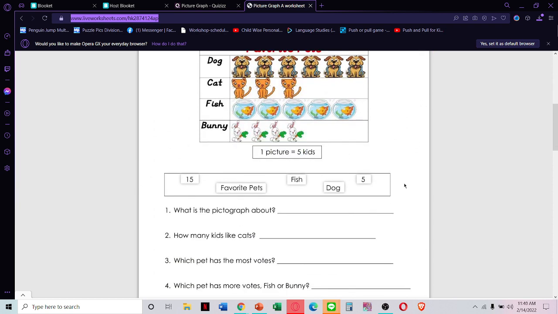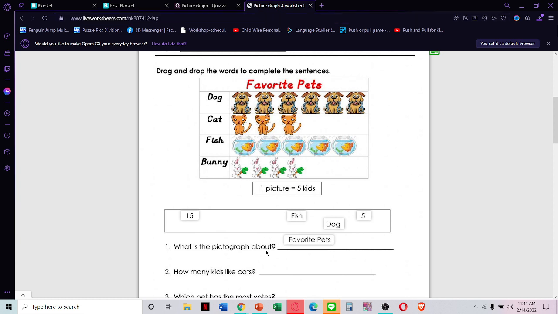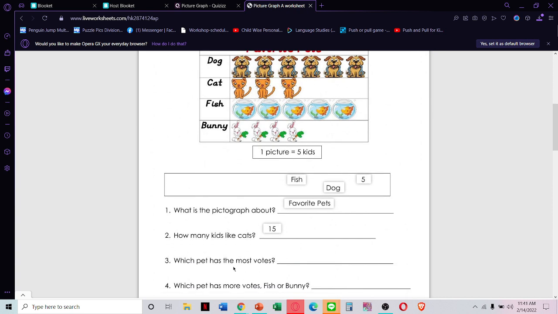All right. So what is the picture graph about? Favorite pets. Next, how many kids like cats? 15. Which pet has the most votes?